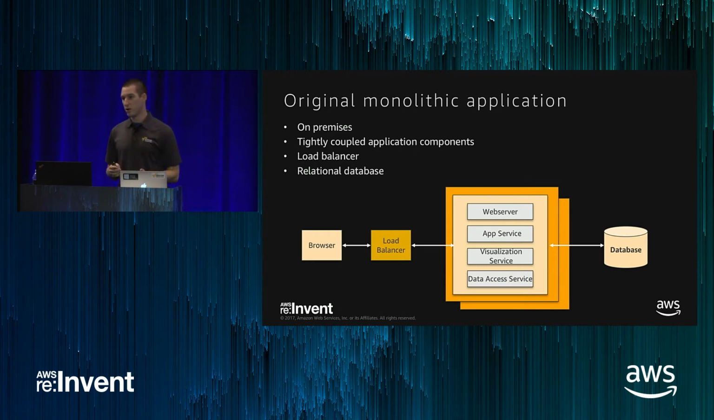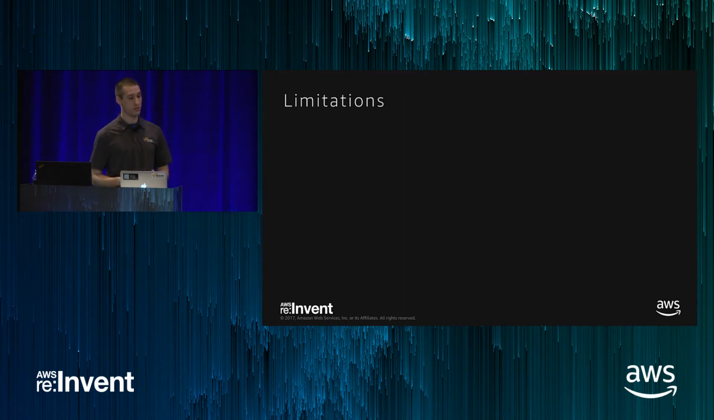To break it apart, we have our web server, our app service, our data access service, and our visualization service. It sits behind a load balancer and runs on an EC2 instance, and it's backed by a relational database. Now, as a reminder, there are many customers that run these types of architectures on EC2 instances just fine. But the way our application is built, we have some limitations.